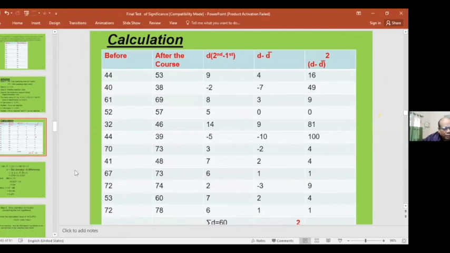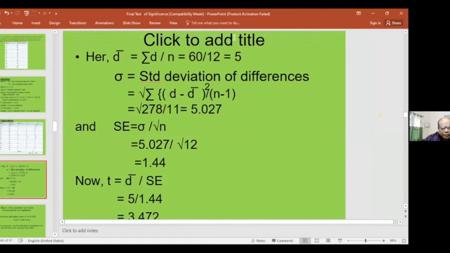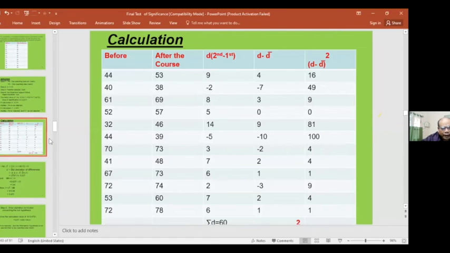So it comes out to be how much? 5. Now go back. So this is the difference. 9 minus 5, 4. Minus 2 minus 5, minus 7. 8 minus 5, 3. So D minus D bar.